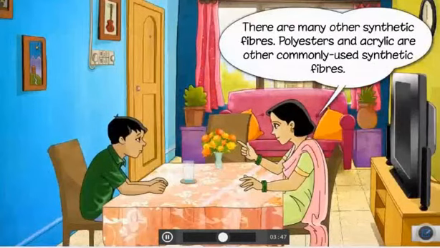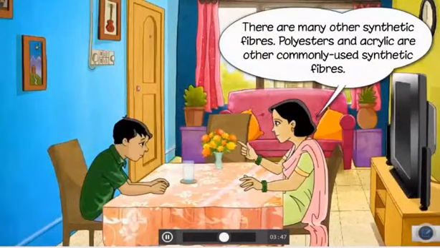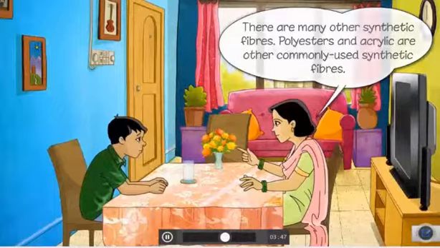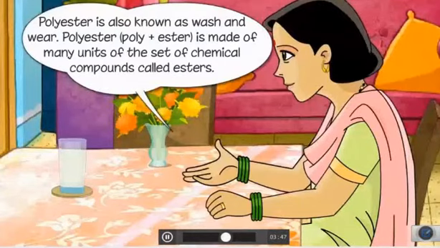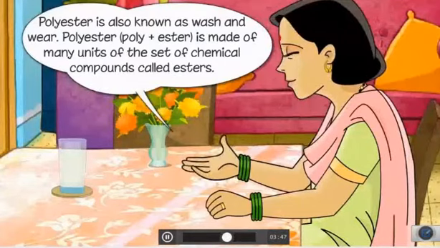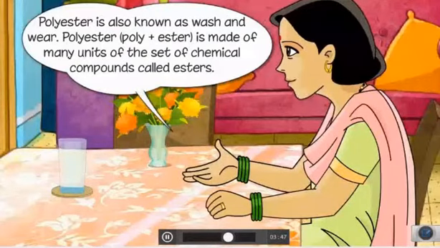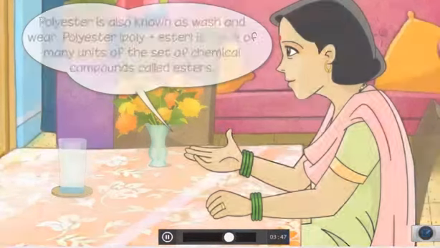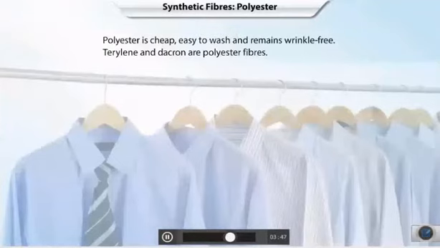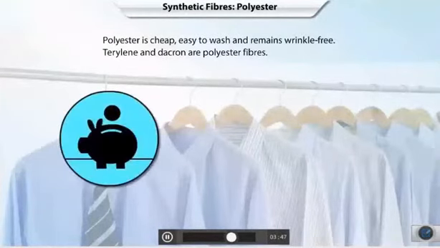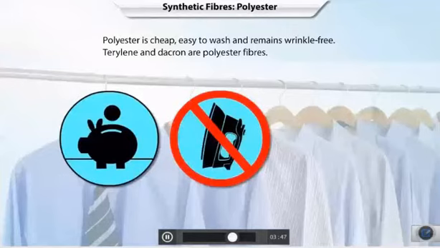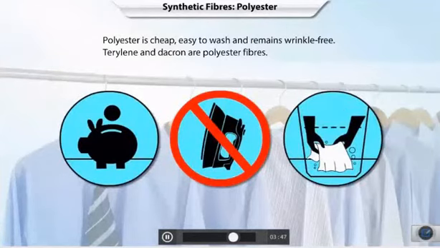There are many other synthetic fibers. Polyesters and acrylic are other commonly used synthetic fibers. Polyester is also known as wash and wear. Polyester is made of many units of the set of chemical compounds called esters. Polyester fabrics are very popular, not only because they are cheap, but also because they remain wrinkle-free after several washes. Terylene and Dacron are polyester fibers.